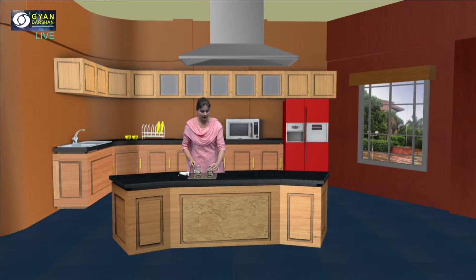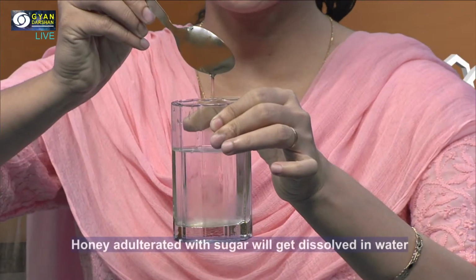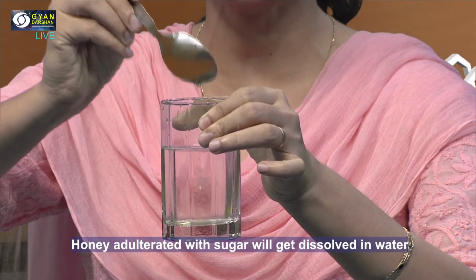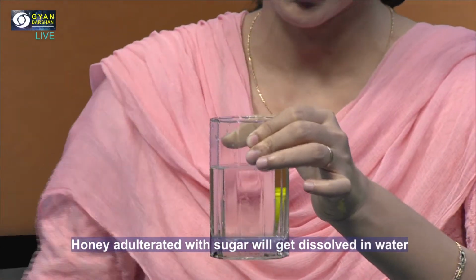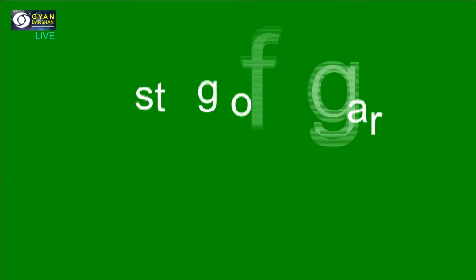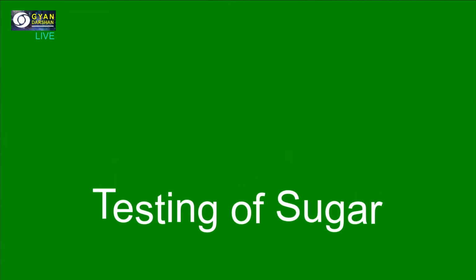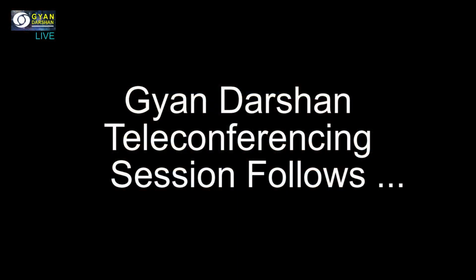Now we'll take another glass of water and add another sample of honey. Here you can see the honey is getting dissolved in the water. That means this is not pure. This is adulterated with sugar solution. So this is a very simple test to judge whether the honey is pure or adulterated. We all use sugar.